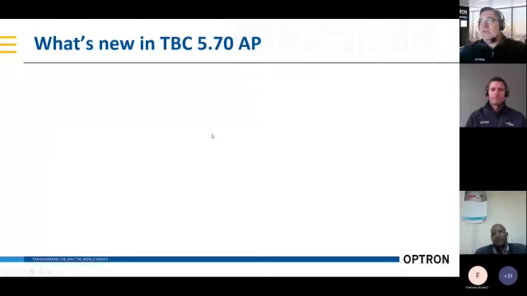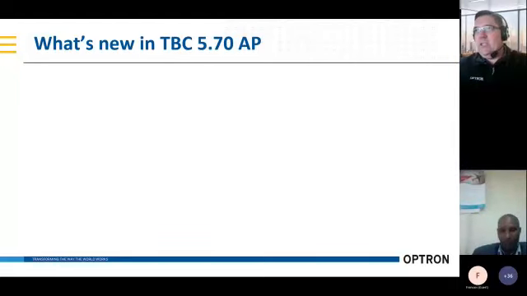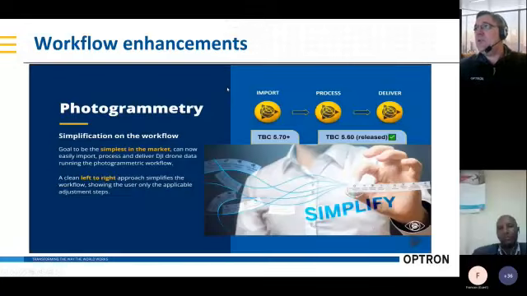Let's head off and start off with what's new in TBC 5.7 aerial photogrammetry. The latest release came out at the end of May. TBC basically runs with this every 6 months. They try and bring an updated version of TBC out with new enhancements and improvements that they are doing as the requests from clients come through, and the industry out there, and this is what we can expect on this.